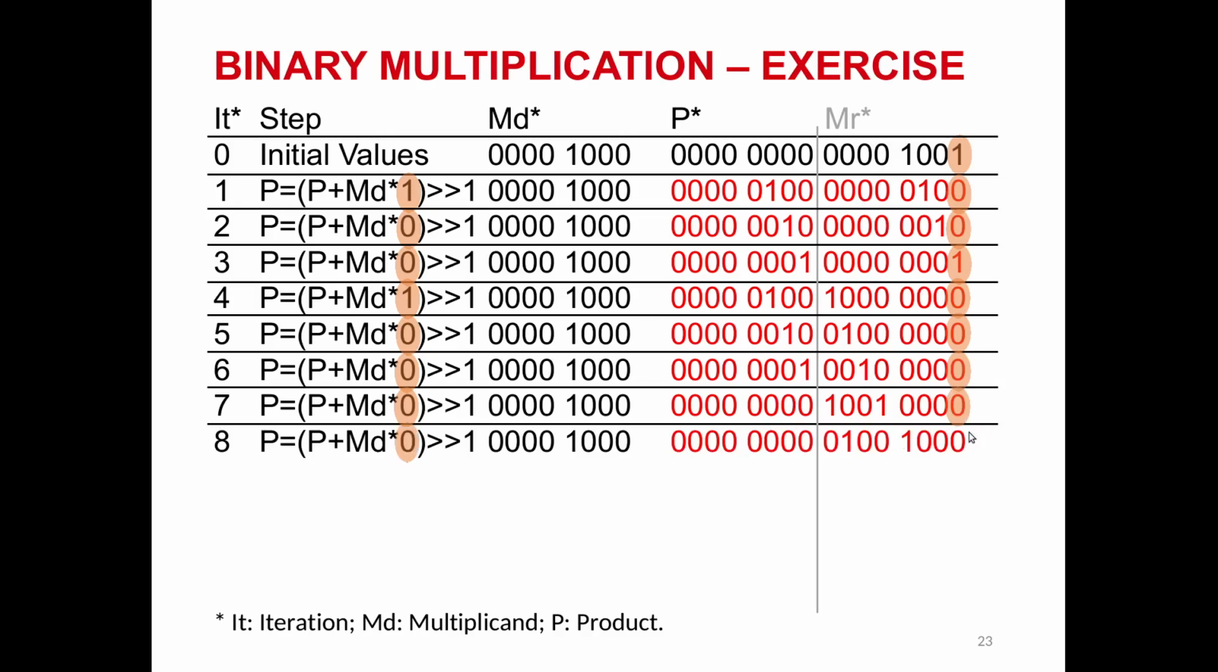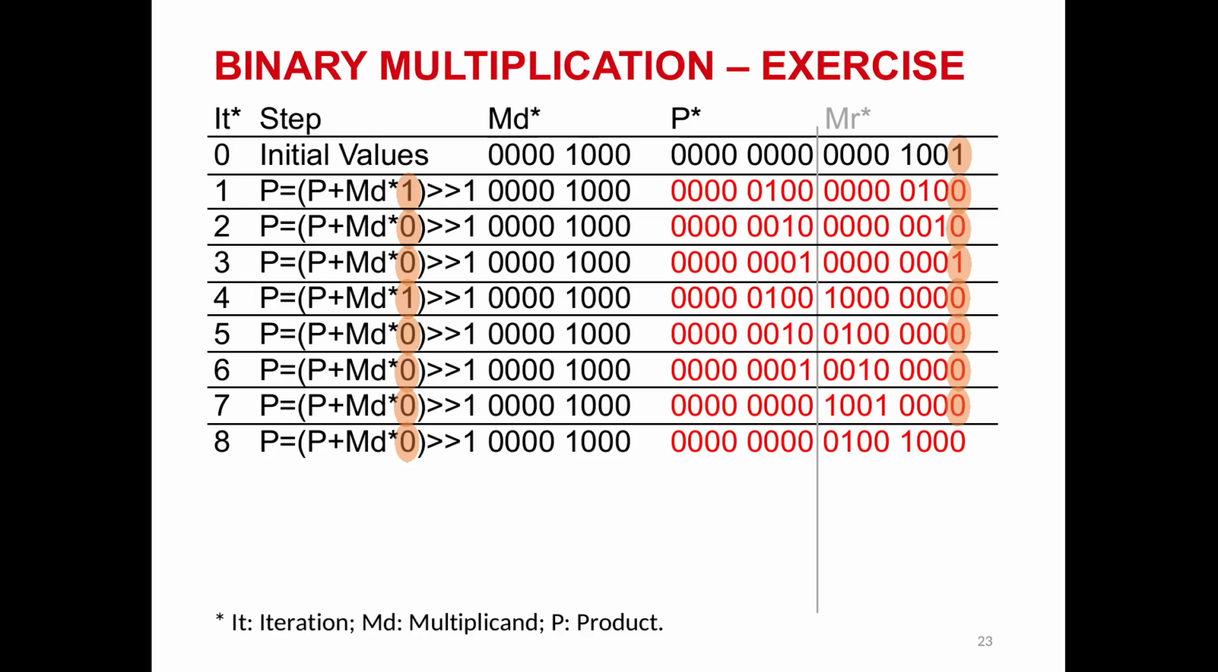And at this time we have already done this 8 times. It is equal to the number of bits of the multiplier, in this case 8 bits, and so we have this as the final value of our multiplication between 8 multiplied with 9, and this value is 72.